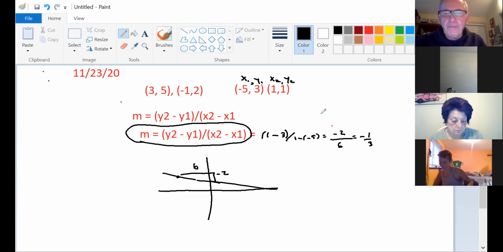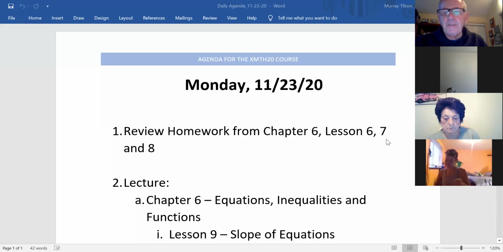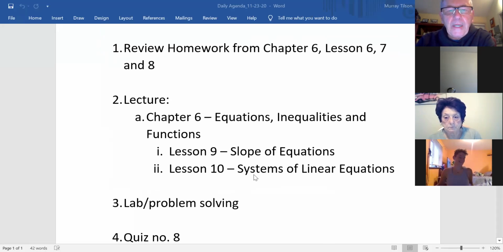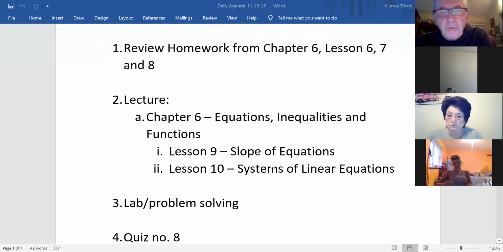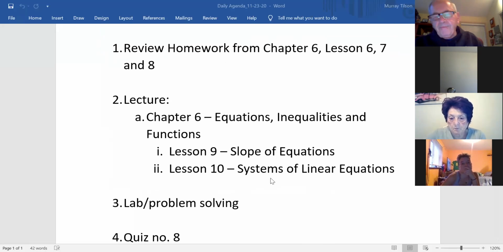Okay, I'm going to stop sharing this and go back to our agenda, and that's where we're going to be. We did 6, 7, and 8 last Wednesday, right? So we're doing 9 and 10. We're in the slope of the equation, so we're still into slopes. That slope does not go away. Systems of linear equations just means two lines. You find if they cross, and if they cross, that's the solution to the system of linear equations. That's all. So let's go into 9.